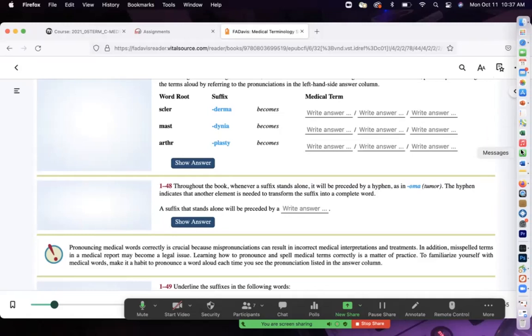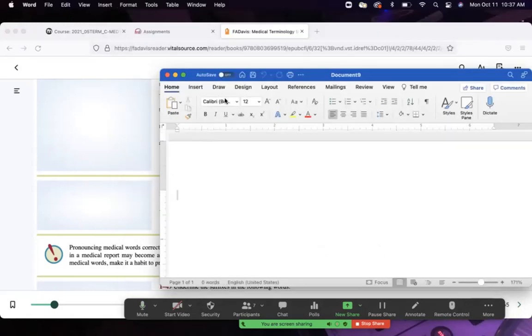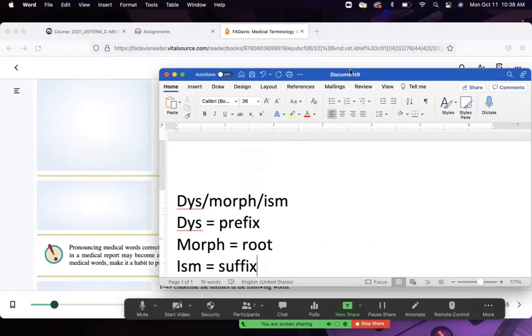And let's look at that word, dysmorphism. Ism, we already know. This, of course, is the prefix. Morph is the root. Ism is the suffix.